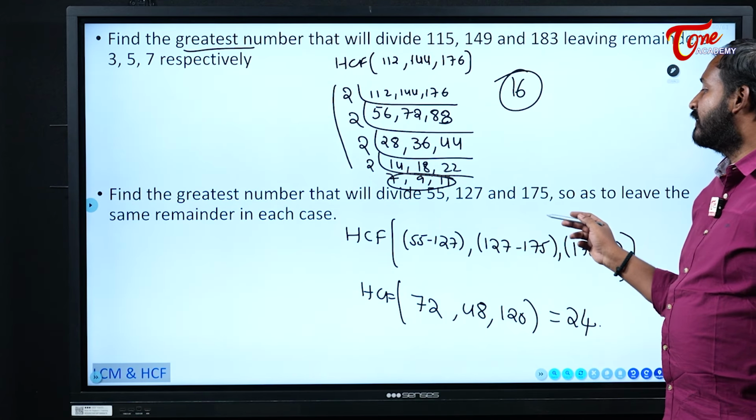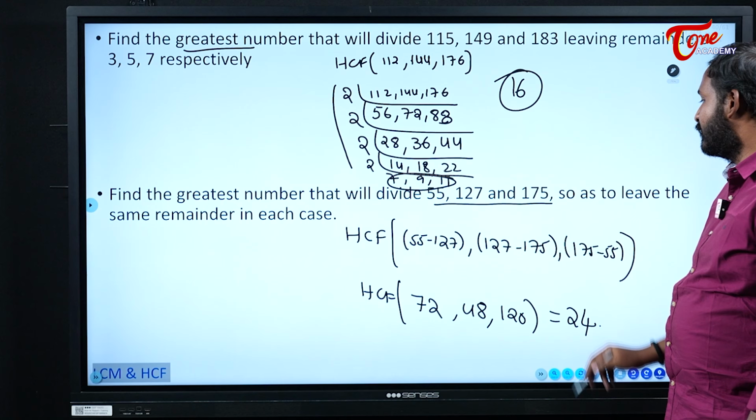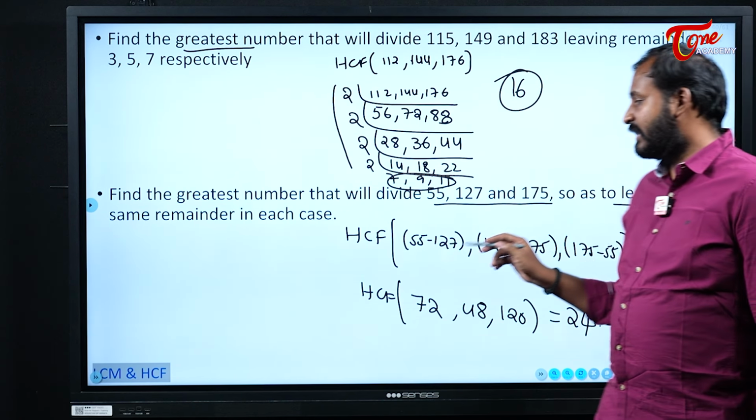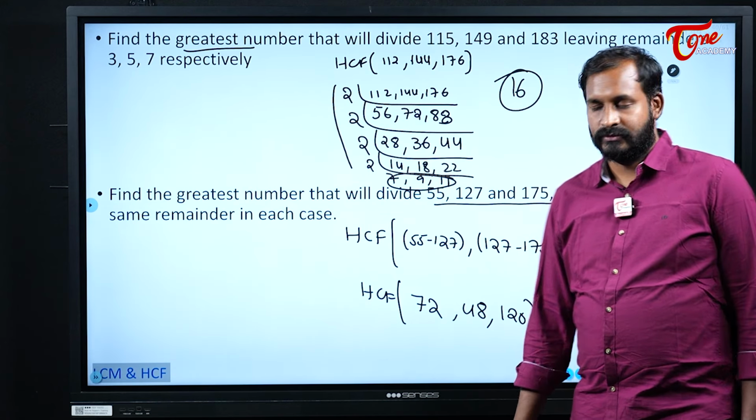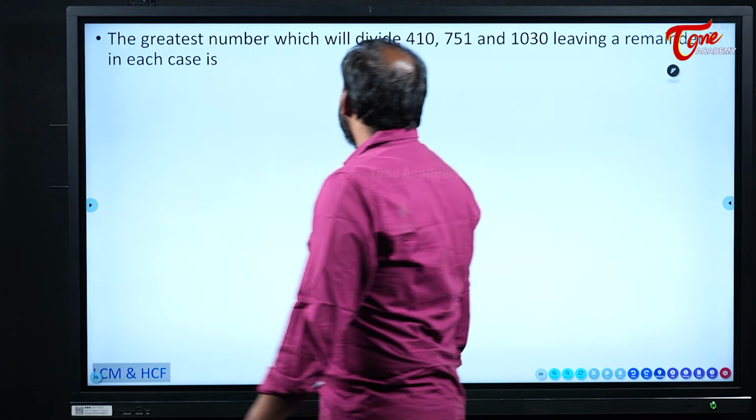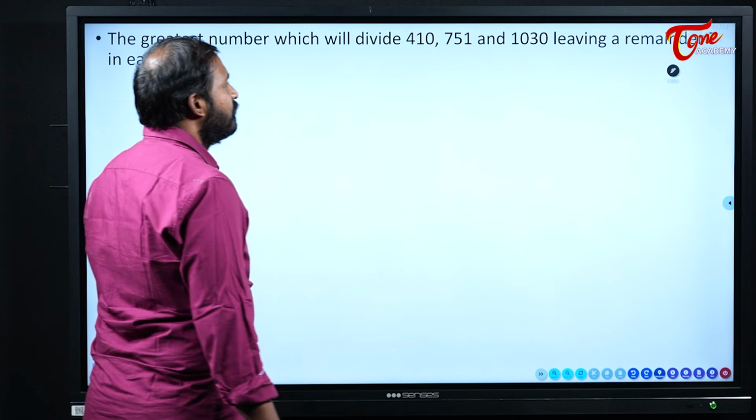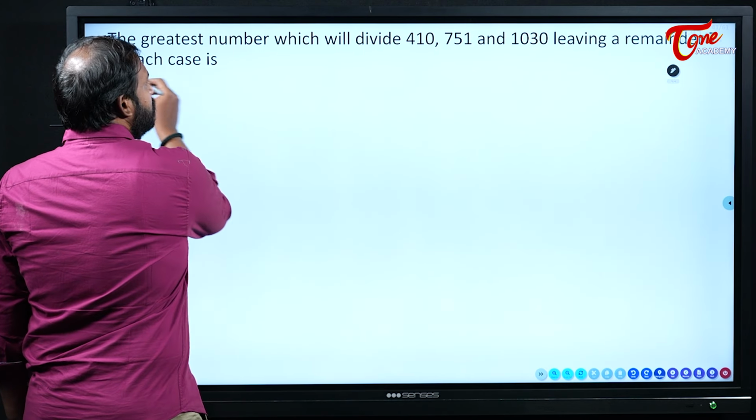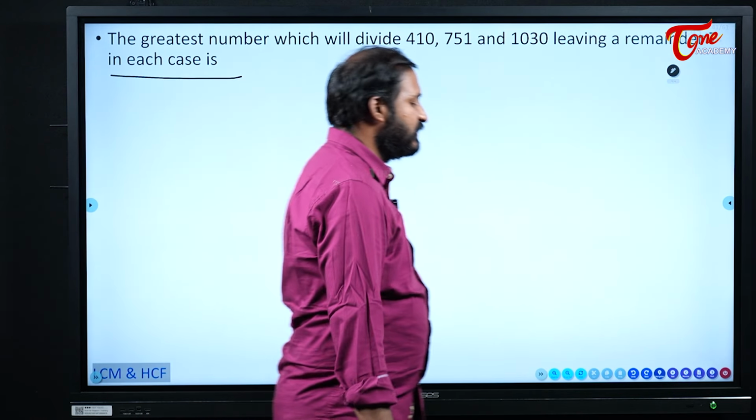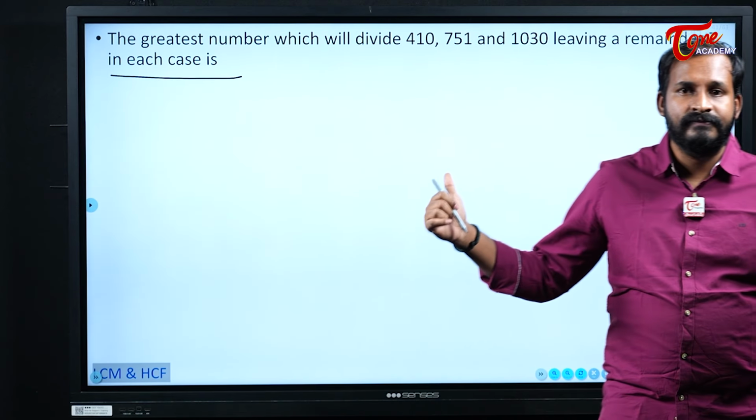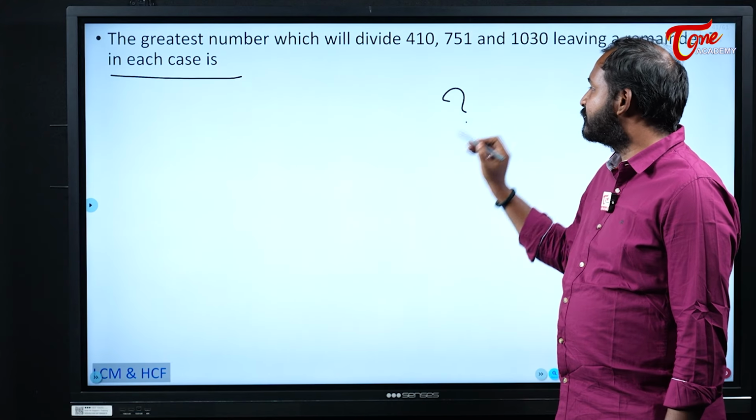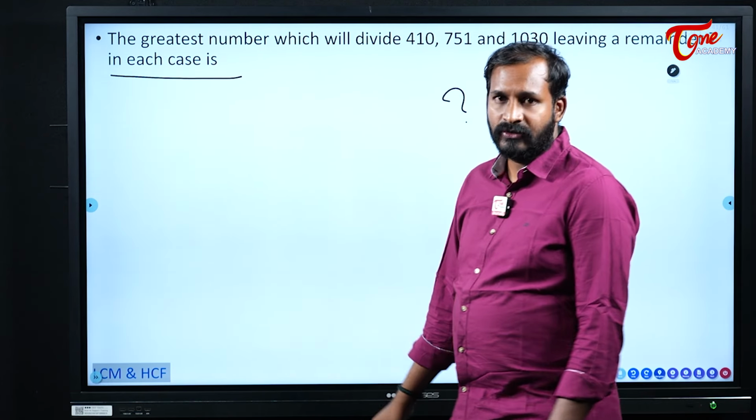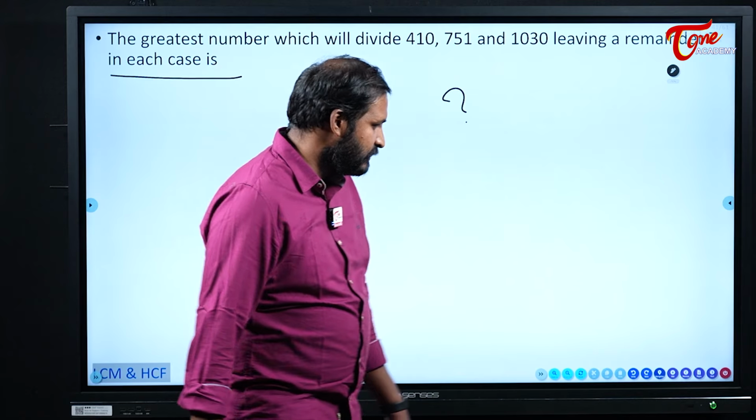So, the greatest number that will divide 55, 127 and 175, so as to leave the same remainder in each case is nothing but 24. Next one. The greatest number which will divide 410 and 715, leaving a remainder 7 in each case. It is the same thing, right. So, please try to get the answer for this one, everyone, and try to mention it in the comment section. We will see.